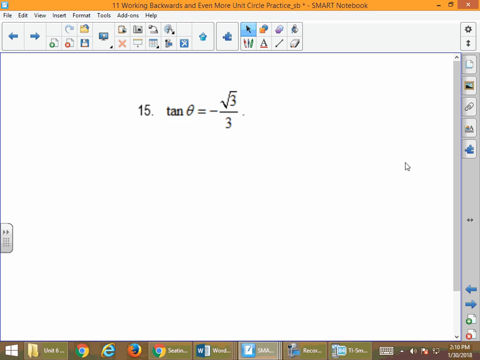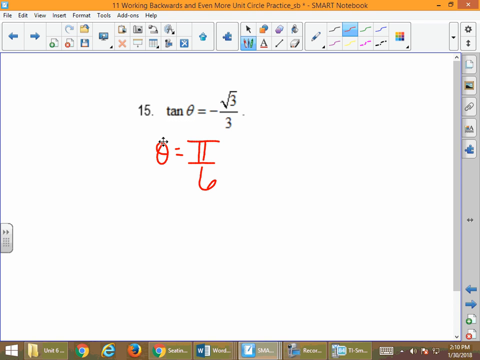Tangent of theta is negative the square root of 3 over 3. One of my techniques that I use to help us remember is that 3 plus 3 is 6. So first of all, what I know is that our theta is going to be pi over 6 of some sort. In this particular case, we have tangent of theta is negative, but it still is going to be a pi over 6 angle.